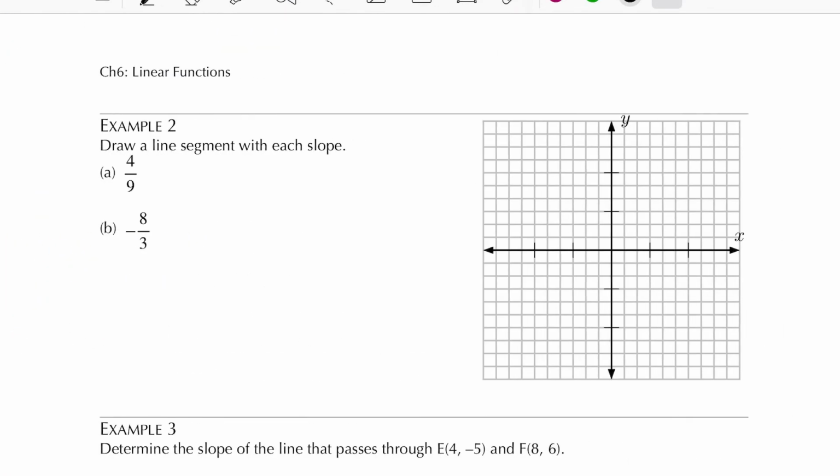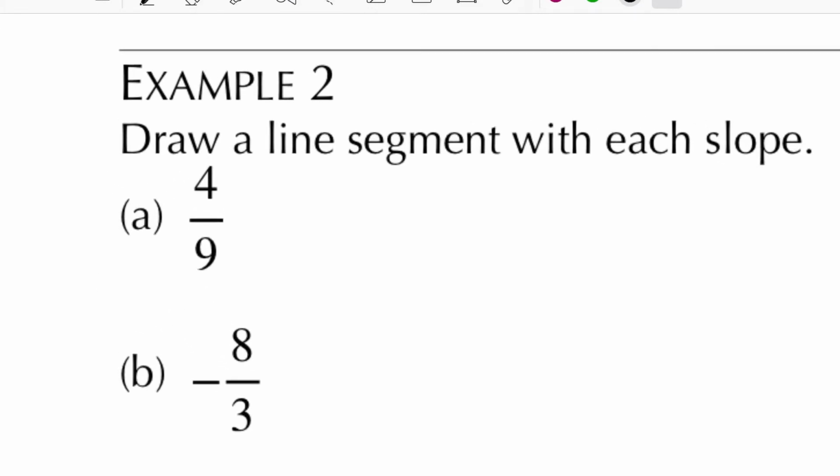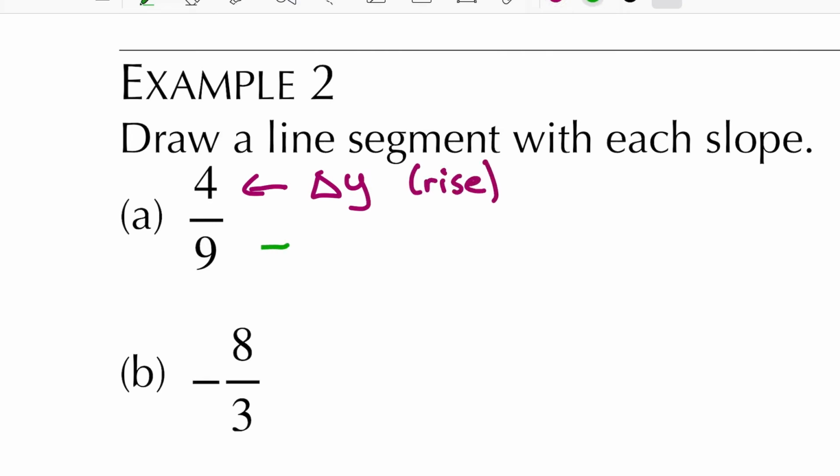All right, let's take a look at example number 2. To draw a line segment with each slope. Now we're just asked to draw any line segment. It's not telling us any particular points to use. So we just need to draw some line segment somewhere. So the slope is 4 over 9. So this 4 is going to be our change in y, or our rise. And this 9 is going to be our change in x, or our run.